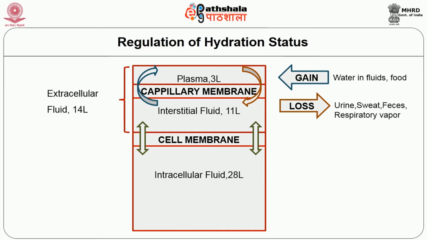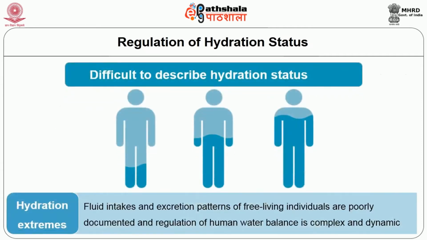The water gained is through water intake in fluids and food, and the loss of water is through urine, sweat, feces, and by respiratory vapor. It is difficult to describe hydration status and hydration extremes because fluid intakes and excretion patterns of free living individuals are poorly documented, and regulation of human water balance is complex and dynamic.